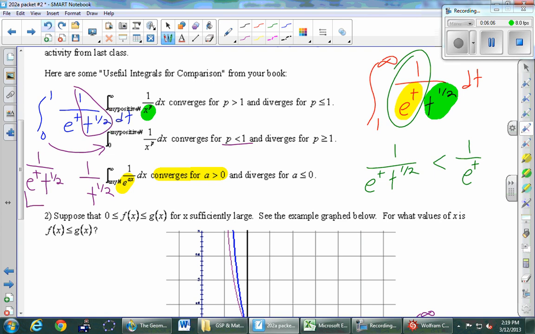In this denominator right here, we've stuck an e. We've made it a little bit bigger. So what have we done to the fraction? We've made it a little bit smaller. So again, it works out just perfectly. It is smaller than something that I know converges.